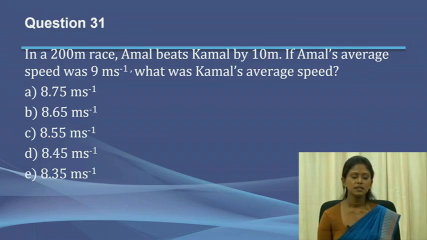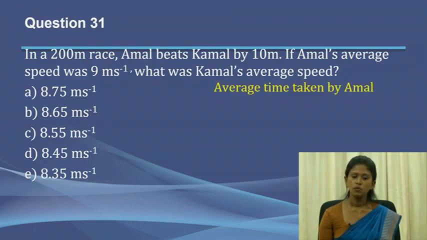Now question number 31. In question number 31, they are asking: in a 200-meter race, Amal beats Kamal by 10 meters. If Amal's average speed was 9 meters per second, what was Kamal's average speed? So we'll move on to the steps of our solution.